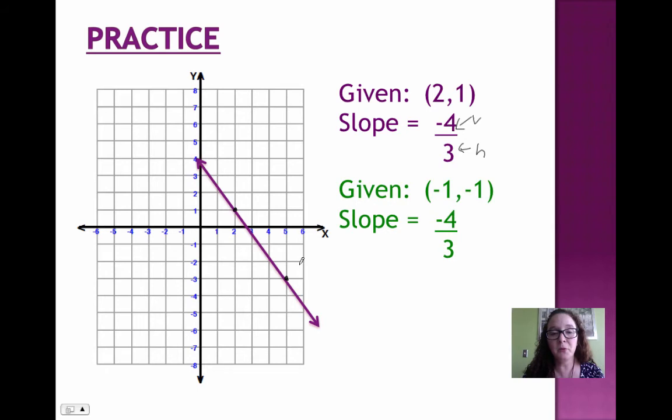Let's try one more. If you have the point given to you -1, -1, right here in quadrant 3, and the slope is again -4 over 3. This is the vertical change. This is the horizontal change. So we're going vertically -4, which means we're moving down. 1, 2, 3, 4, and we're moving 3 to the right. 1, 2, 3. Okay, and there's our other point, and now we have 2 points, and we can draw a line.